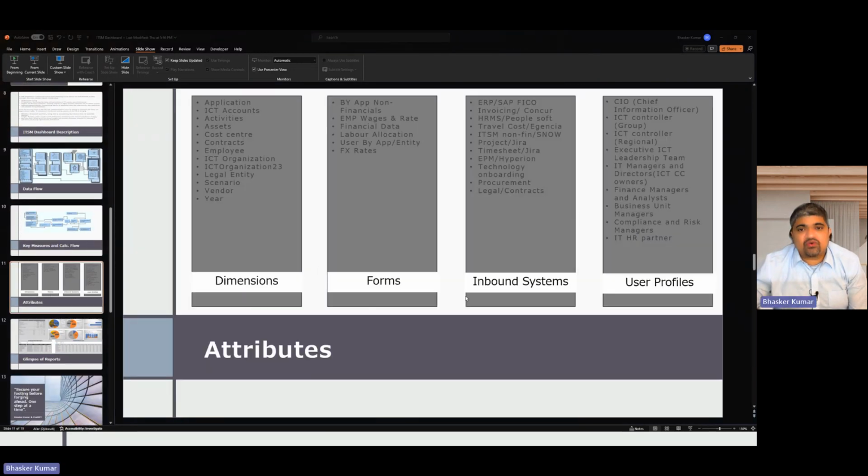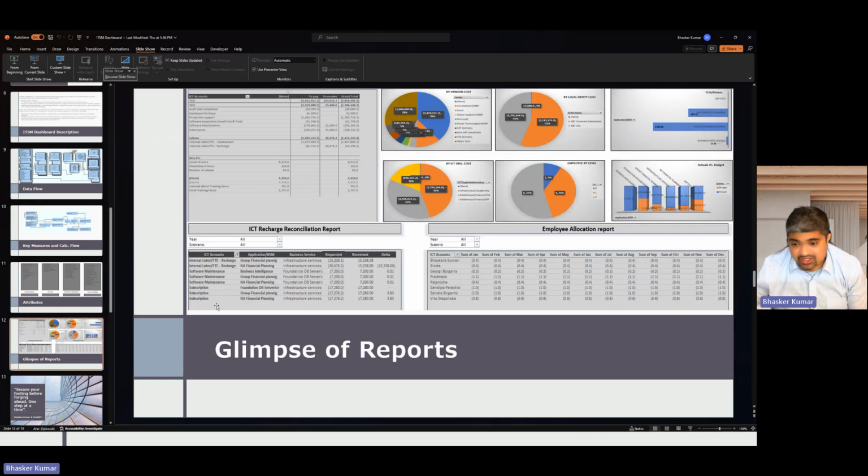So a good overview is here. What are the user profiles? We already talked about it. Inbound systems, we already talked about it. Forms, we saw the forms. Dimensions, we already talked about it. Reports, high-level reports, basically any reporting is possible. I will not go into this detail. I will let you ask me whether this report is possible, and I will show it to you.